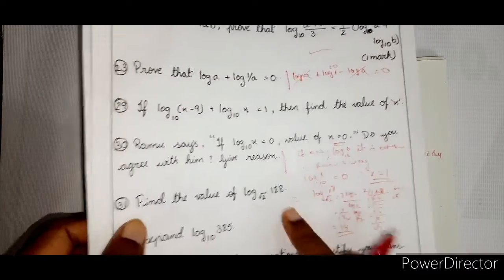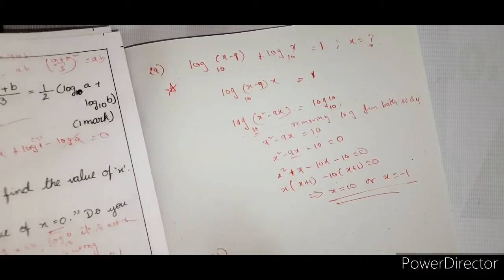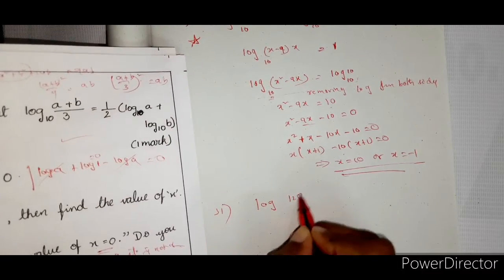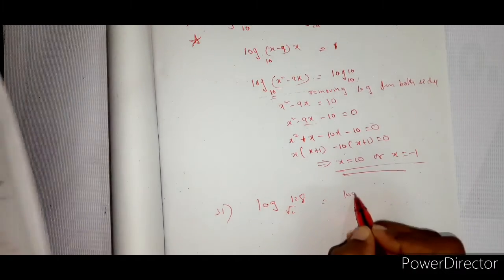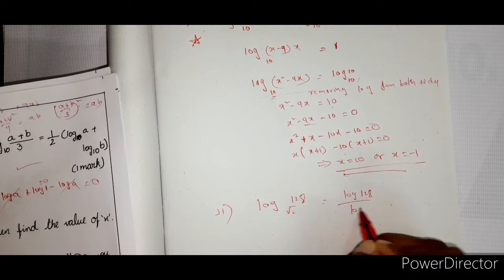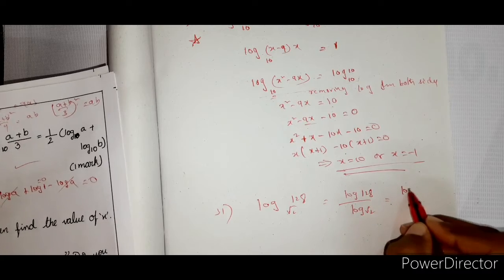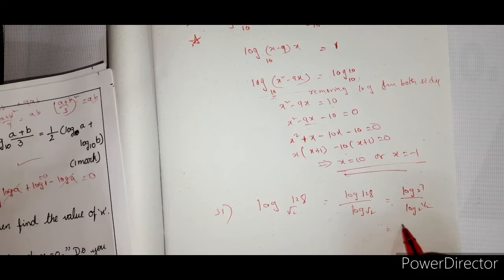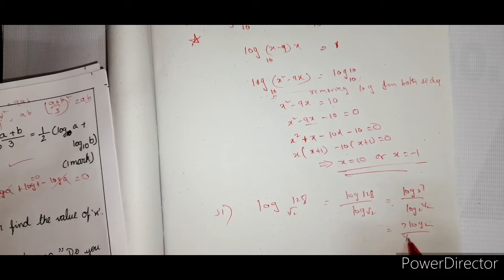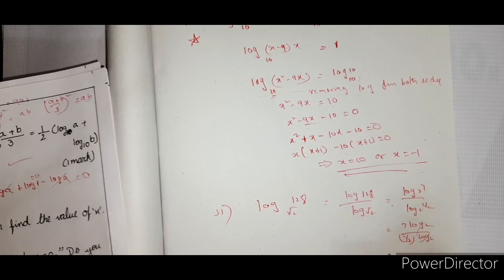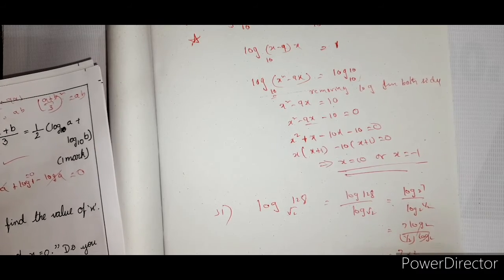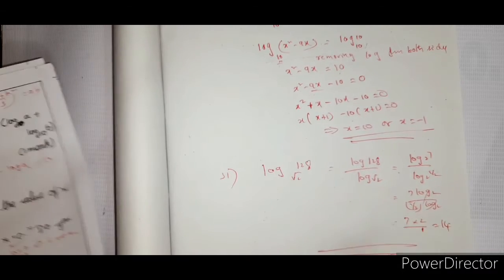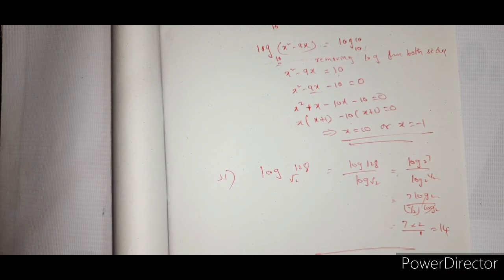Achha, if this is not visible here, I will do it here. The 31st problem, I am doing it here, children, if you don't understand. Those who understood can proceed ahead. So this one I will write as log 128 by log root 2. It will be much easier for you. Log 2 power 7 by log 2 power 1 by 2. So that is 7 log 2 by 1 by 2 log 2. So 7 by 1 by 2 is reciprocation, 7 into 2 by 1, that is equal to 14. Those who want the answer can copy this one.